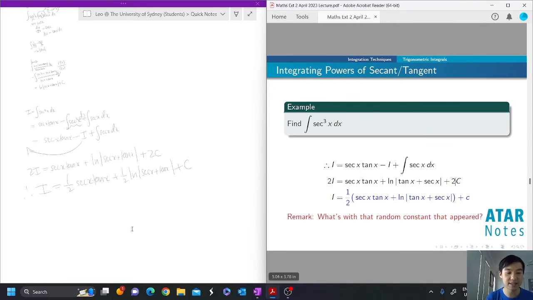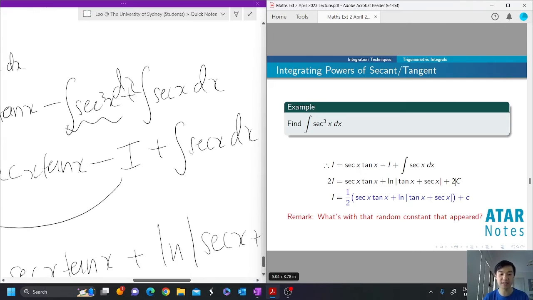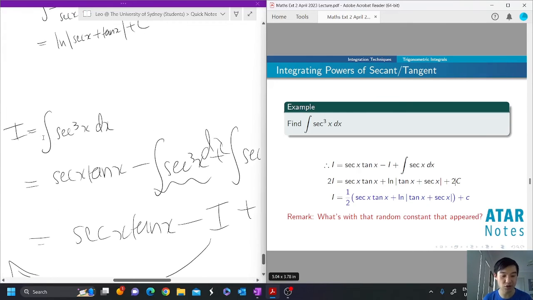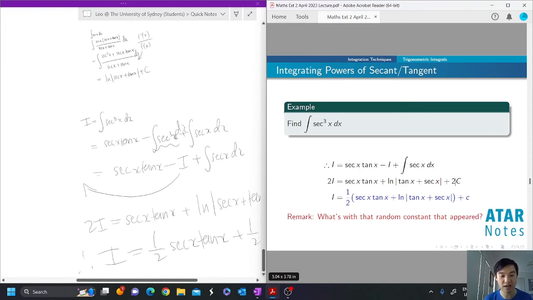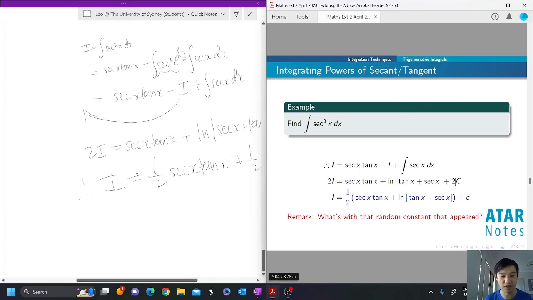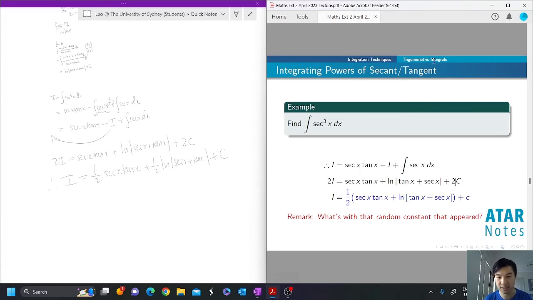So you can see this is a typical Extension 2 sort of technique, where in the process of integrating, you actually get the original integral back in your working, which means that you have to take it to the other side so that you can actually get what the actual integral is.